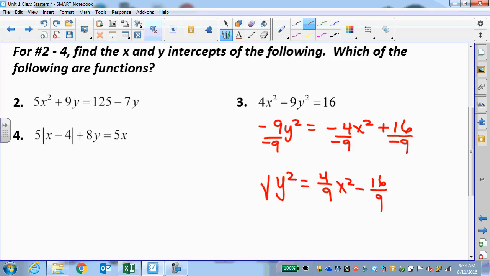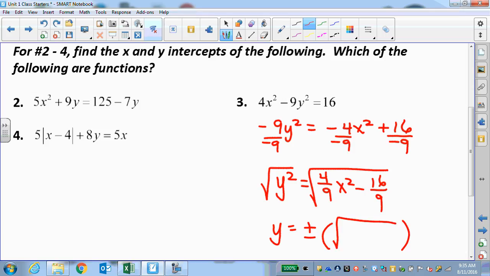Take the square root. But there's the problem. When I take that square root, what happens? Well, I would have y equals, but what happens when I take the square root of both sides? I'm going to get plus or minus the square root of blah, blah, blah.